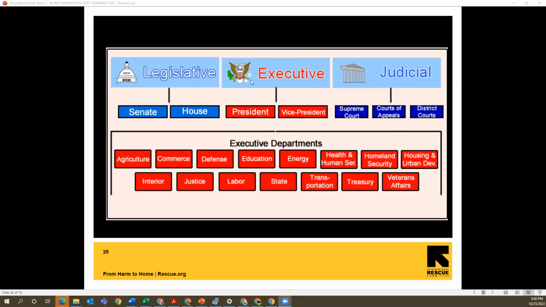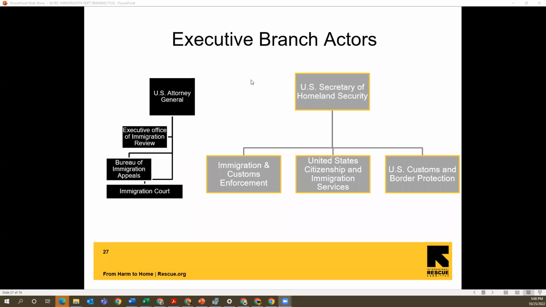Here's a chart about the branches of government again, just to show all the different departments that fall under the executive branch. And the two that we engage with the most are the Justice Department and Homeland Security. So we'll take a look at those. Under the Department of Homeland Security, which we call DHS, we have ICE, which is Immigration and Customs Enforcement, USCIS, which is United States Citizenship and Immigration Services, and CBP, which is US Customs and Border Protection. The one we engage with the most out of those three is USCIS because they process the applications that we file on behalf of our clients.